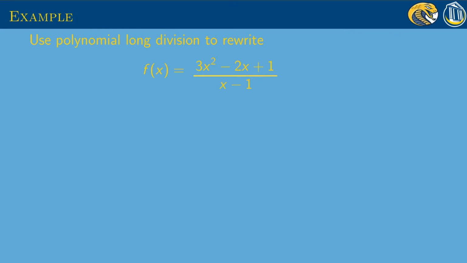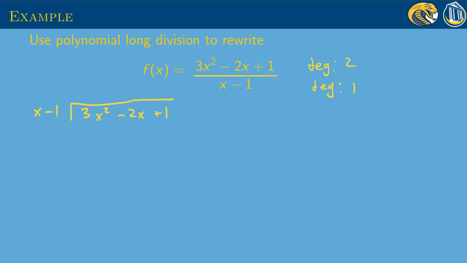So let's look at the same problem as before. We're looking at 3x squared minus 2x plus 1 divided by x minus 1. We'll notice that the degree of the numerator is 2, the degree of the denominator is 1, and sure enough, the degree of the numerator is exactly 1 more than the denominator, so we know that we will have a slant asymptote here. If we want to divide these using long division, we can set up our algorithm the same as before with 3x squared minus 2x plus 1 as our dividend and x minus 1 as our divisor.